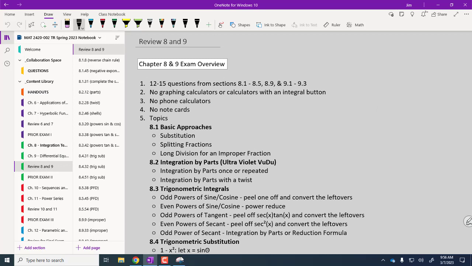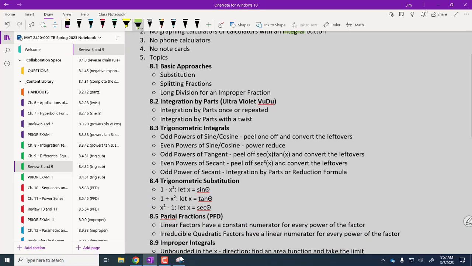because that's helpful. So same old rules. No graphing calculator or no calculator with an integral button. It's just not fair if some of you have an integral button and some of you don't, because if you have an integral button, you can check your answer. So no integral button calculators. No phones, no note cards. And then here are topics.